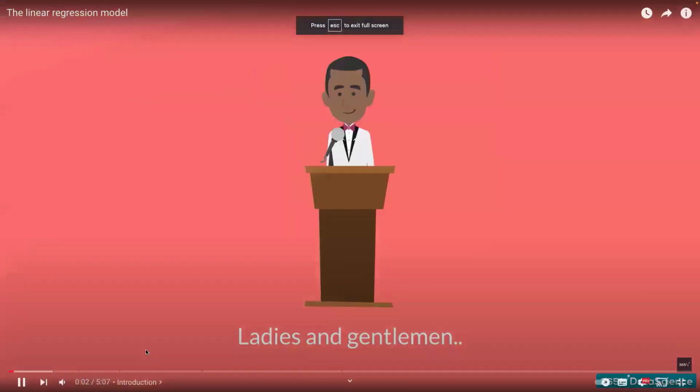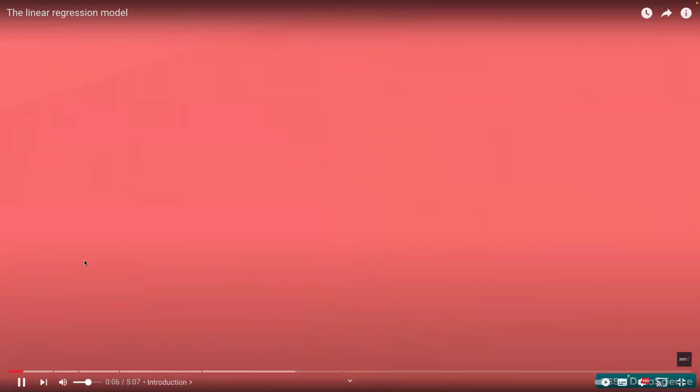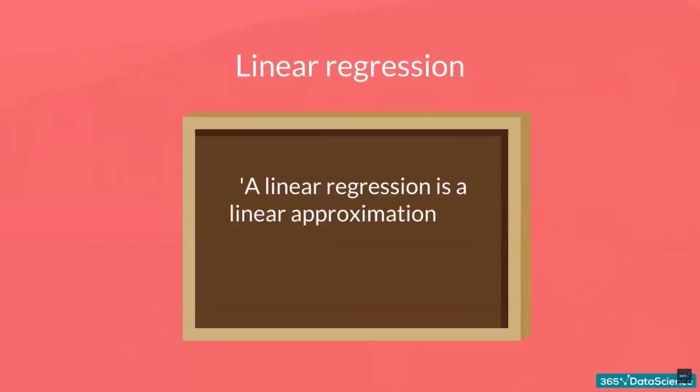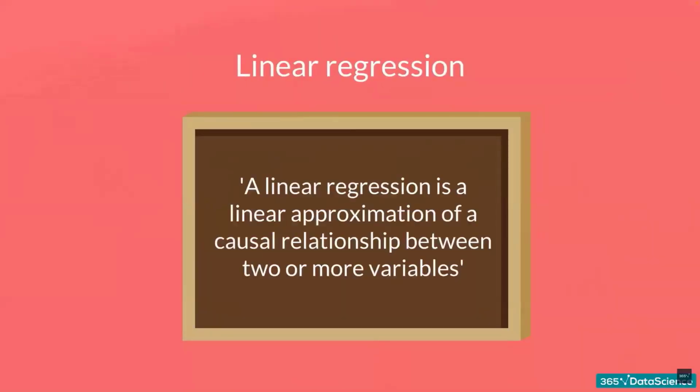It is time for the actual introduction of regressions. Let's start with some dry theory. A linear regression is a linear approximation of a causal relationship between two or more variables. Regression models are highly valuable as they are one of the most common ways to make inferences and predictions.